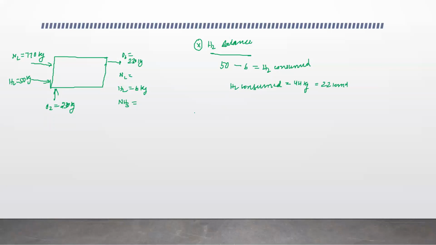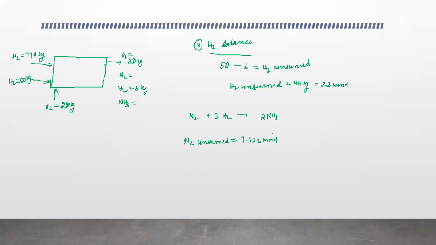All right. Now we are going to see the stoichiometry. So stoichiometry states N2 plus 3H2 gives 2 NH3. So 1/3 of whatever hydrogen has been consumed, 1/3 of that would be the nitrogen that will be consumed. So nitrogen consumed is going to be 7.333 kilomole, because 22 by 3. Those many kilomoles of nitrogen are going to be consumed.